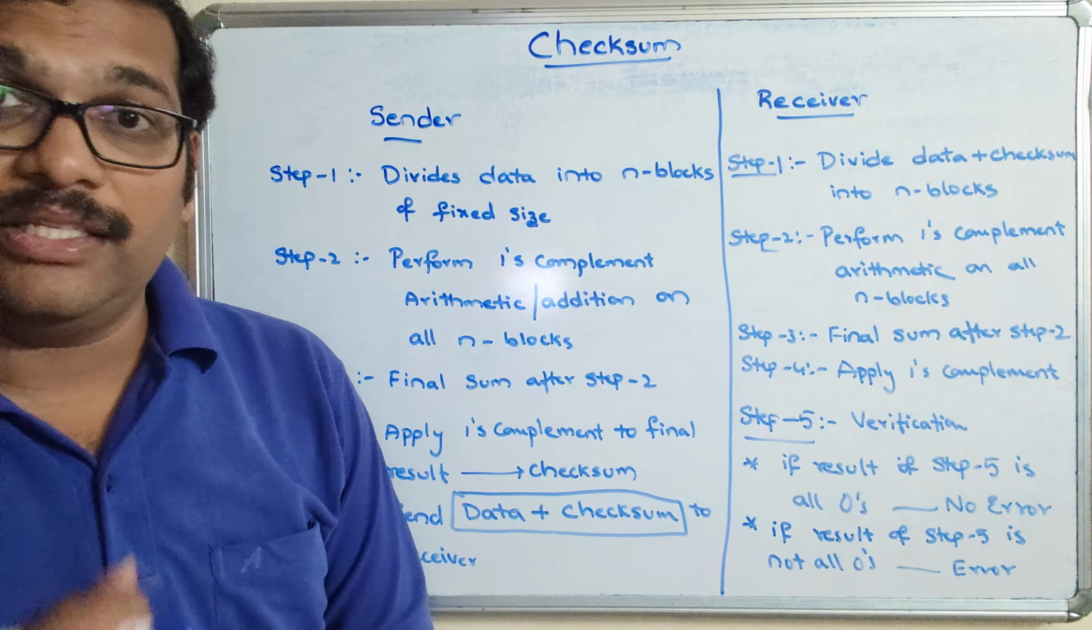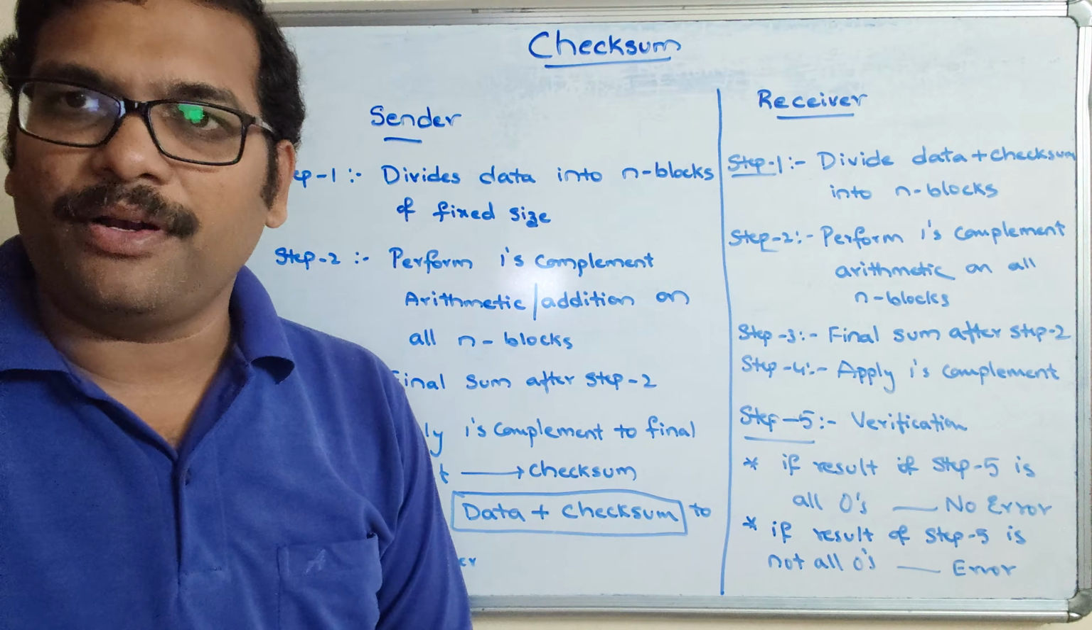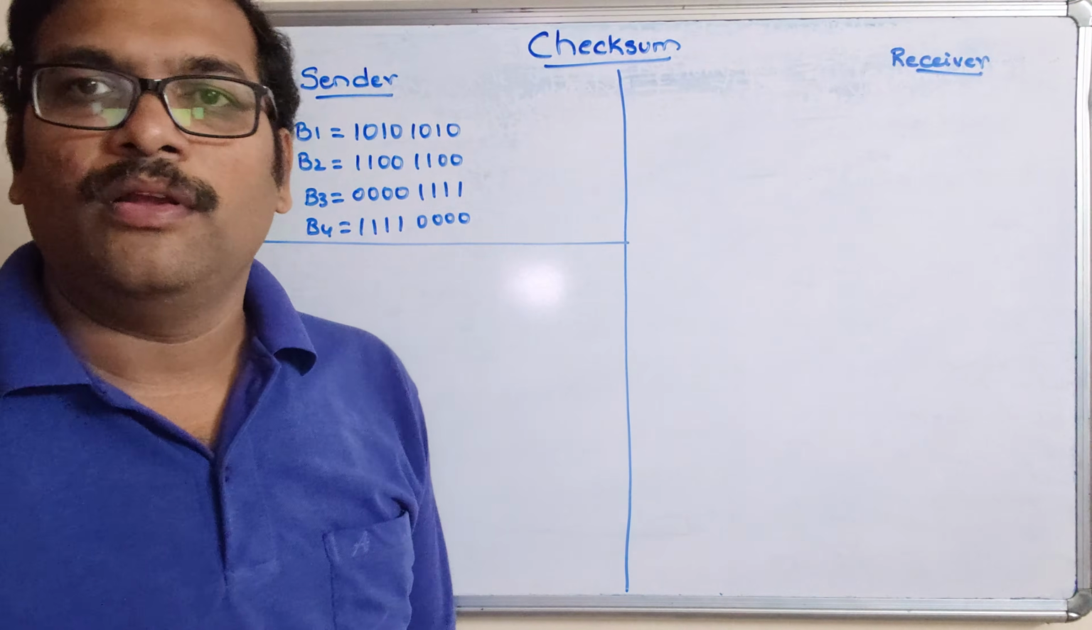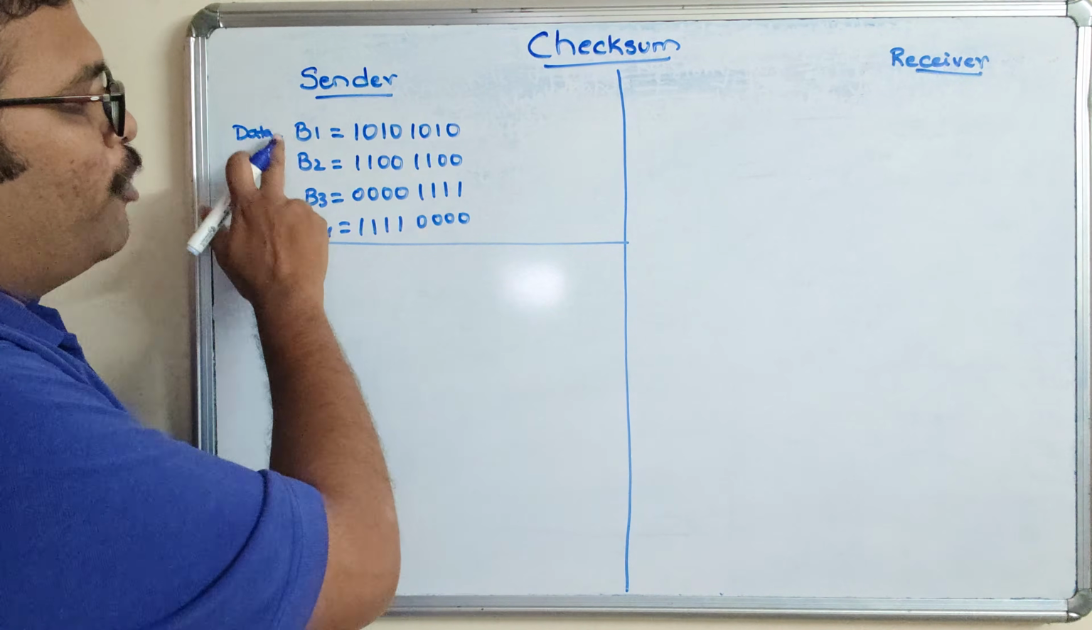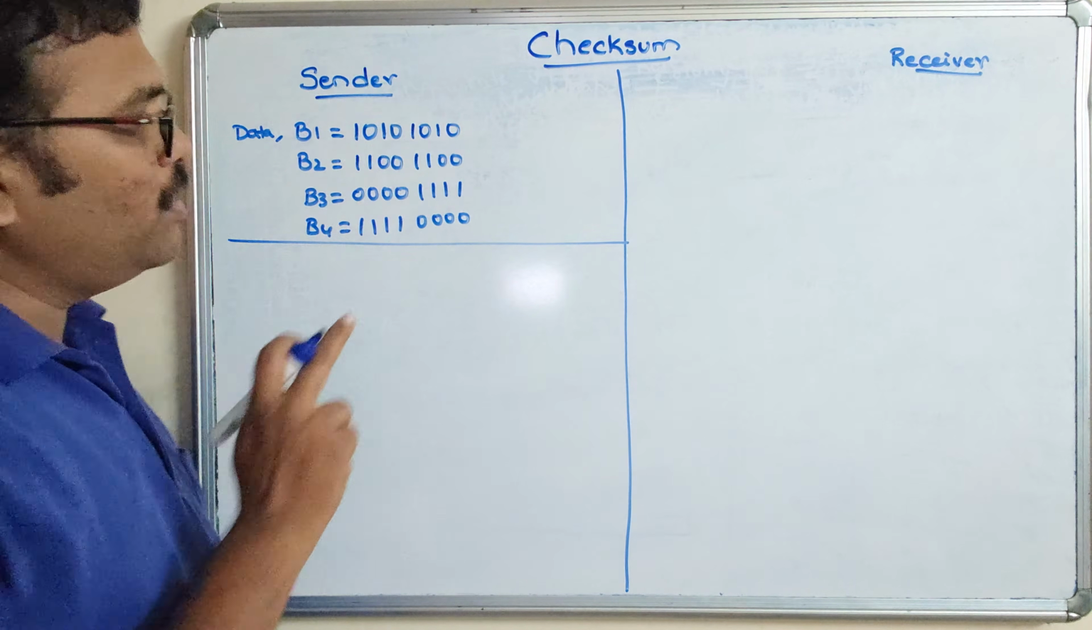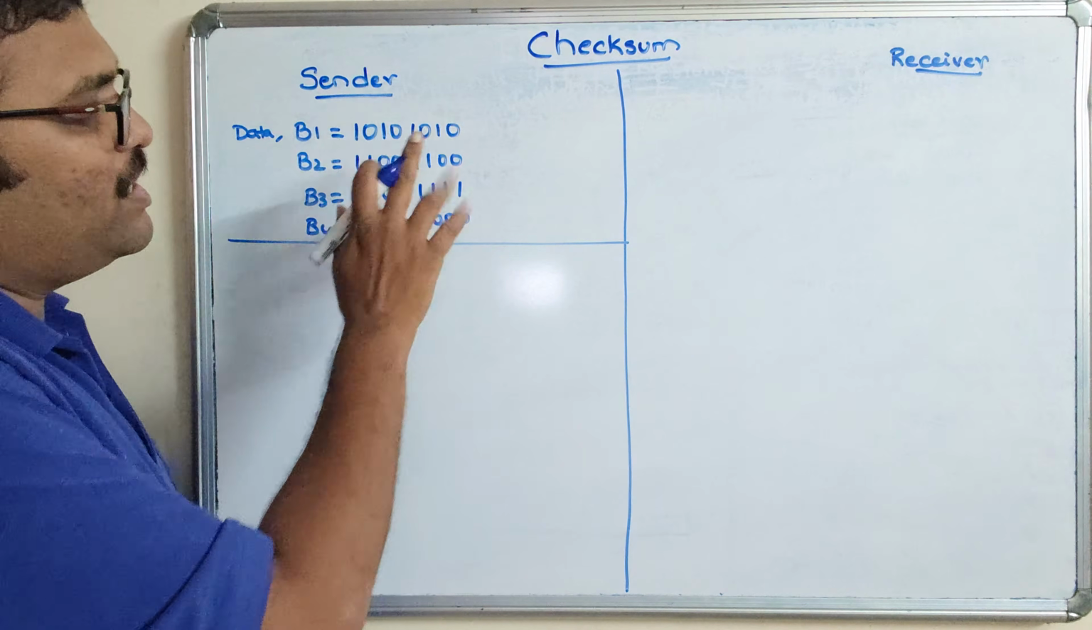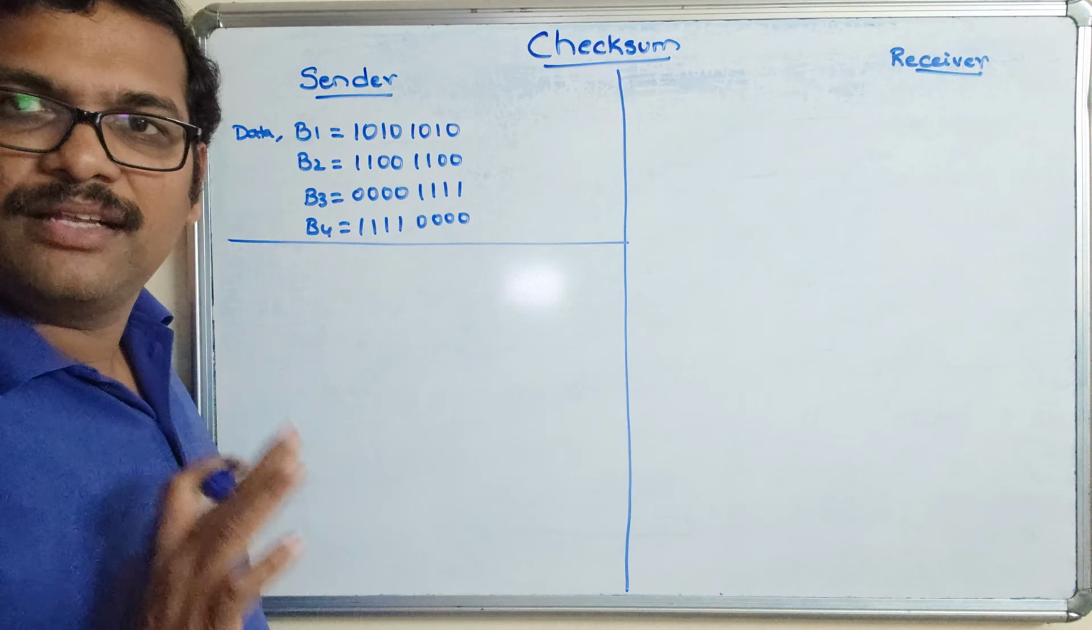So now we will check one example. Let us solve this example. The data here has 4 blocks. In each block, the block size is 8 bits. Okay, fixed, it is 8 bits.